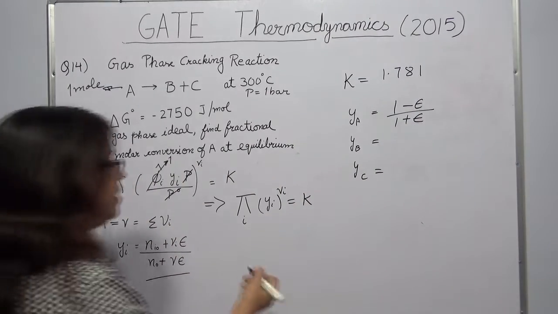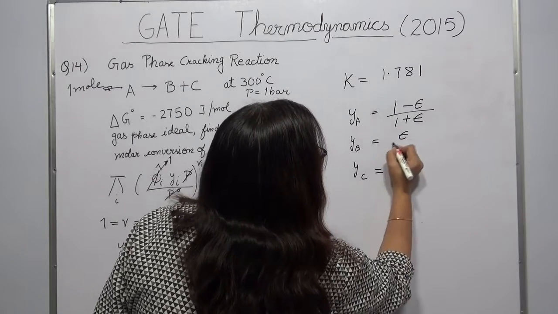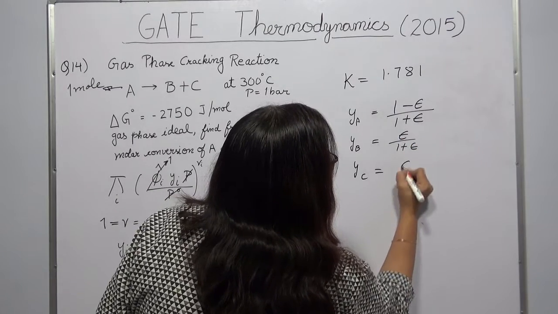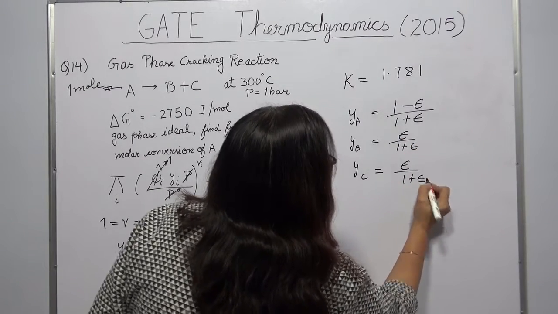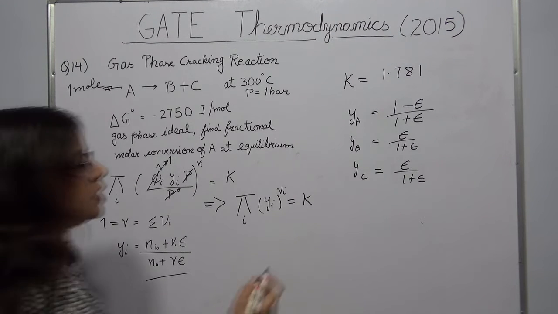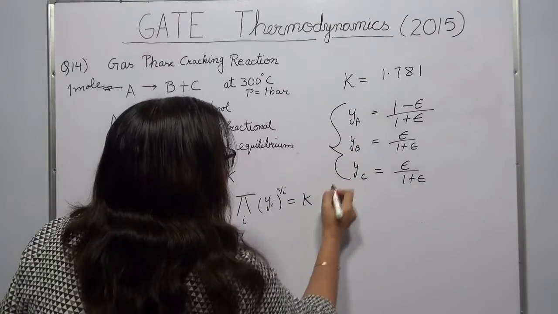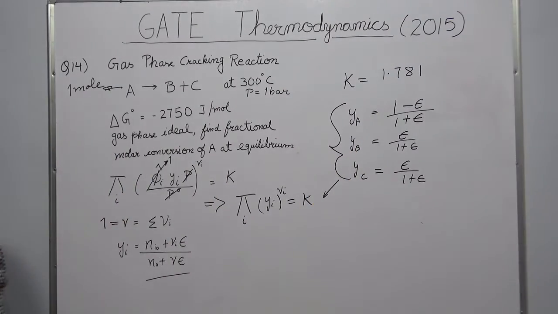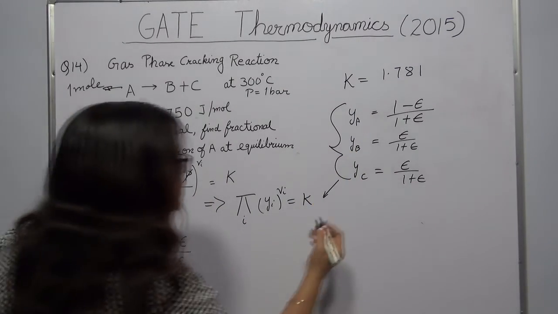Okay. Similarly, I am going to write epsilon upon 1 plus epsilon, epsilon upon 1 plus epsilon. We can check quickly if I am right. Okay. Now what I am going to do is put these values in this equation and do the calculation. So it's very simple.